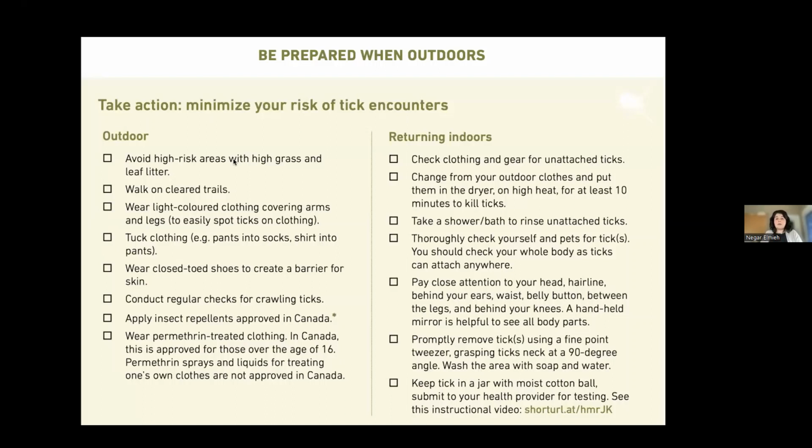And you really want to pay close attention to your hairline, to behind your ears, and then the dark, moist places. So your waist, your belly button, between your legs, and behind your knees. And a mirror in this case is often helpful. And if you do find a tick that's attached, the key is to remove it promptly with a tweezer, and then to keep it in a jar, and you can seek professional advice to see whether it should be sent in for testing. And so these actions have been shown to reduce individual risk of tick encounters and tick bites.